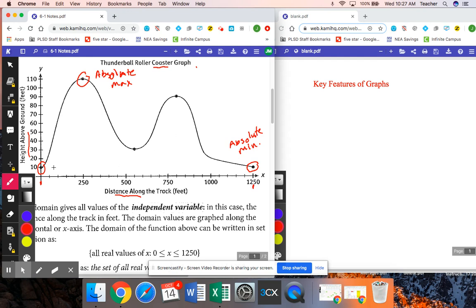Now, there are some other things as we go. Over a period of time, let's just say from 0 feet to, say, 1,000 feet, there is a maximum here, and then it goes down, then it goes back up to another maximum. And just like here, it goes down to a minimum, but it's not the absolute minimum. We call these things something slightly different. This thing right here is called a relative minimum. And we call this thing right here a relative maximum.